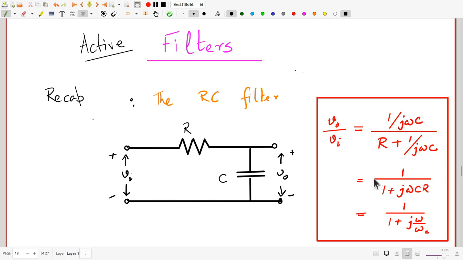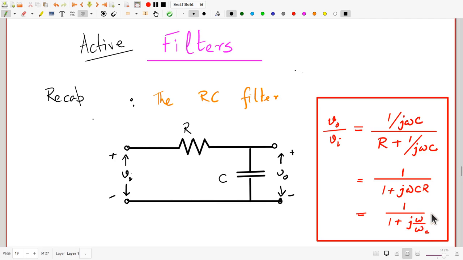And if I use that, I can simply rewrite this as 1 over 1 plus j omega CR, and identifying 1 by CR as a critical frequency omega C, I can rewrite this as 1 by 1 plus j omega by omega C. Notice that as the frequency increases, the denominator is going to become larger and larger in magnitude. As a result, the output voltage is going to go down with higher frequencies.